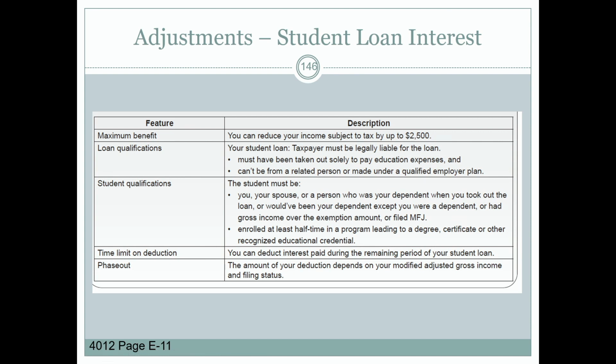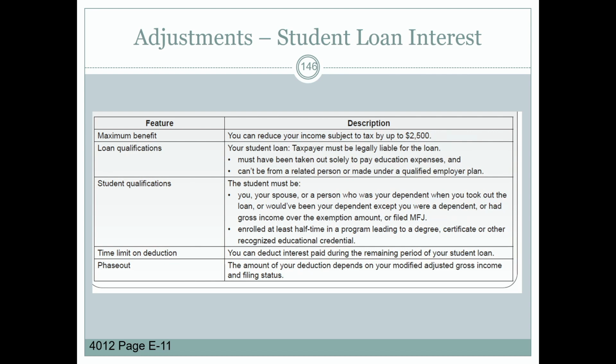Another adjustment that the taxpayer is entitled to is the student loan interest. And this can be found in publication 4012, page E-11. And this page describes the maximum contribution and what the qualifications are. For example, the maximum benefit you can reduce is up to $2,500. Loan qualifications: it has to be a student loan, and the taxpayer must be legally liable for the loan. It must have been taken out solely to pay educational expenses and can't be from a related person or made under a qualified employer plan.